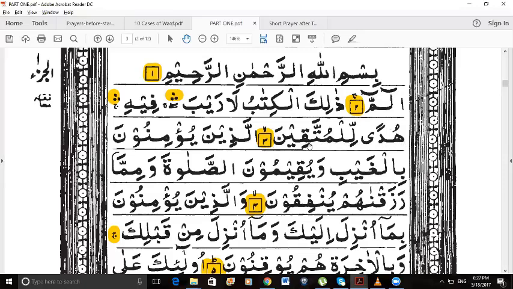You would say hudal lil muttaqina if you don't want to stop. But because in the Holy Quran this symbol over here means to stop, we have to apply the rule of pausing over here. So we have to turn the fatha into a sukoon. So we would read this as hudal lil muttaqin. Excellent, well done. Jazakumullah A18, Jazakumullah for your help. Keep revising.